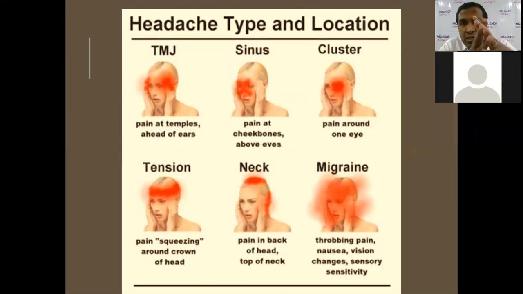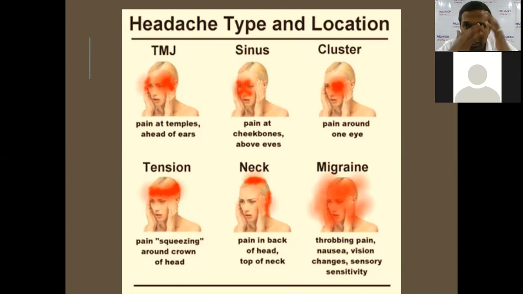We can see this graphic here. If you get pain mainly around the temples and in front of the ears, it basically indicates a TM joint dysfunction, a temporomandibular joint dysfunction, very commonly seen in the elderly and in people who chew hard food. It can be because of that. It is also associated with TM joint arthritis, which is commonly seen with rheumatoid arthritis, osteoarthritis, etc.